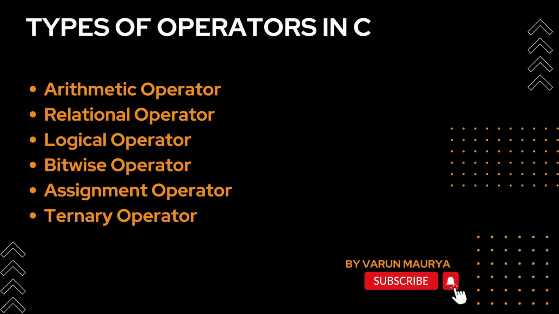We have 6 types of operators in the C programming language. Arithmetic operator. Relational operator: this operator tells us the relation between two operands. Logical operator: this operator tells us the logic between two operands. Bitwise operator: this operator works on operations done on 0 and 1. Assignment operator: assignment operators are used to assign a value to a variable. Ternary operator: these are conditional operators.